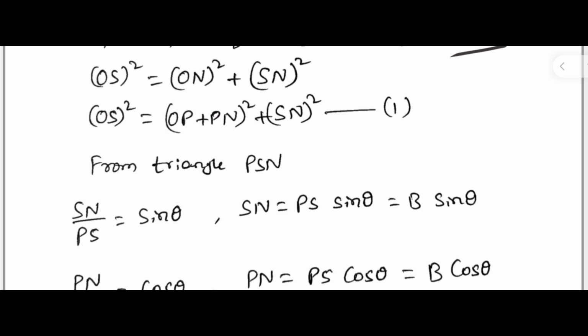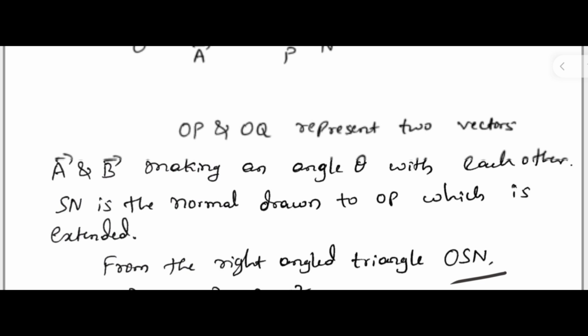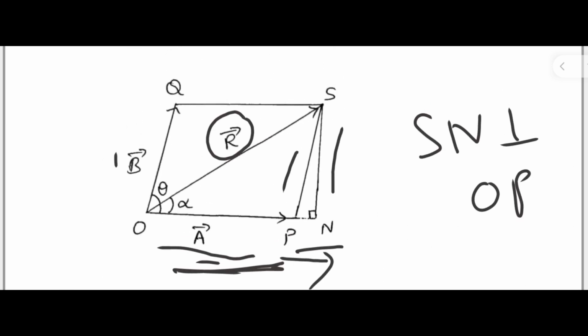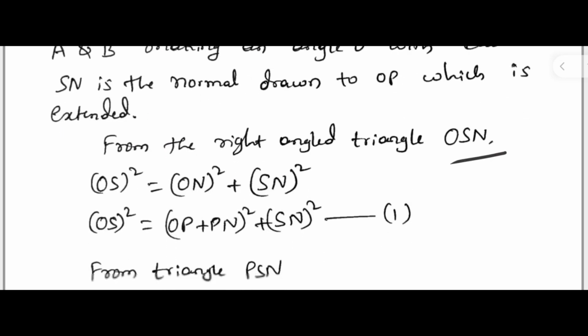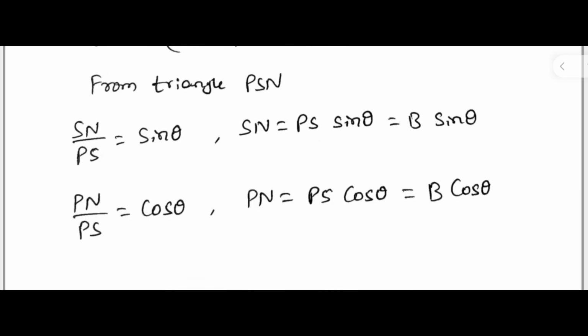PS means B, from the diagram. Why? Because in a parallelogram opposite sides have the same magnitude. PS is the opposite side of OQ, which has the value B. So SN becomes B sin theta.